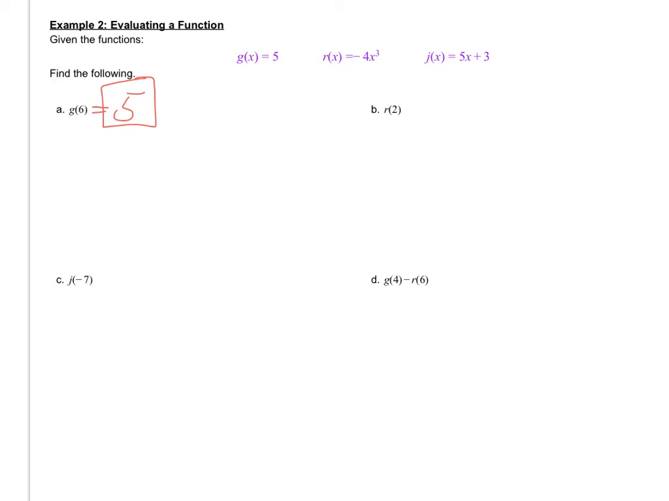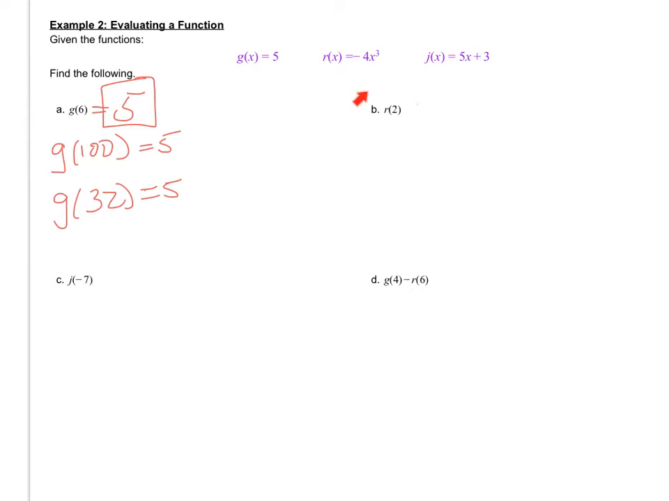And if you think about g of x, it doesn't matter what number you're doing, the answer will always be 5. So for instance, if we did g of 100, that's 5. If we did g of 32, that again will be 5.